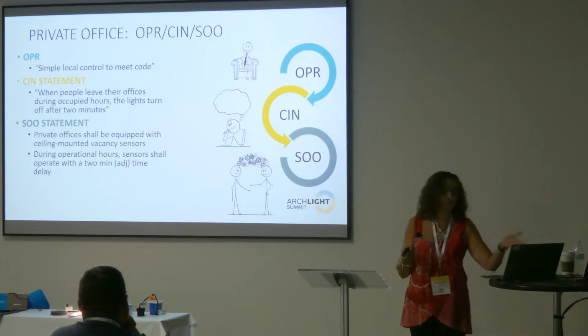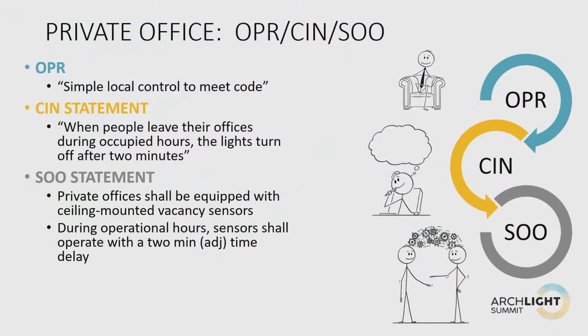See, if I would look to my left, I would see that I had more information here. There are two statements. So, not only are private offices equipped with ceiling-mounted occupancy sensors, whoops, or vacancy sensors, but the sensors shall operate with a 2-minute time delay. Now, these 3 letters here, this ADJ, this is a magic bullet, okay? Because this is still a contractually enforceable document. So why does that matter?